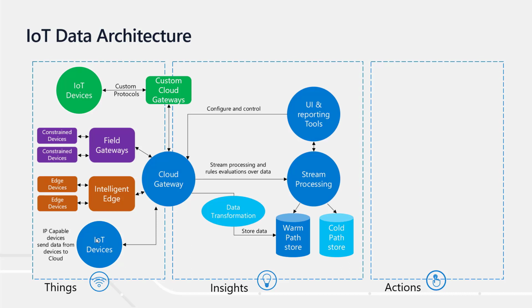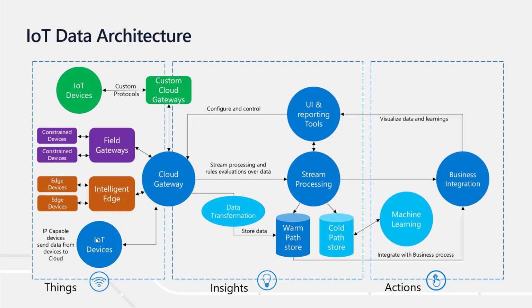Next, we've got the insights, and of course we want to do things like stream processing of the data as it's flowing into the system. We invariably will need to do data transformation, and of course we want to store that data. And we want to think about the volume and the value of the data, as this will guide us as to where we're going to be storing our data. Are we going to be putting it in a warm path or a cold path? There are performance and cost implications of doing that.